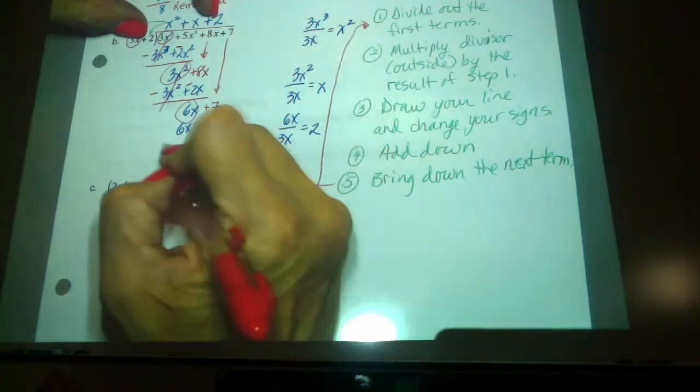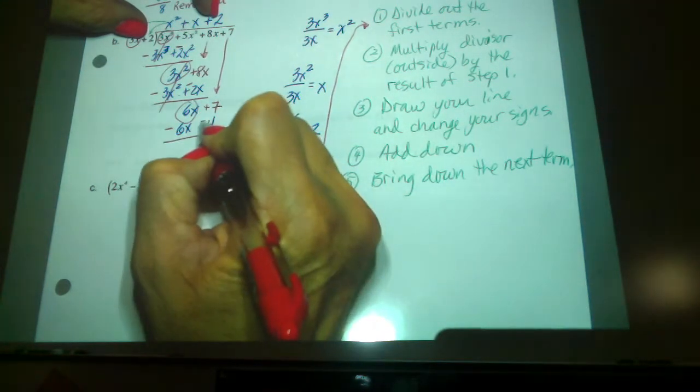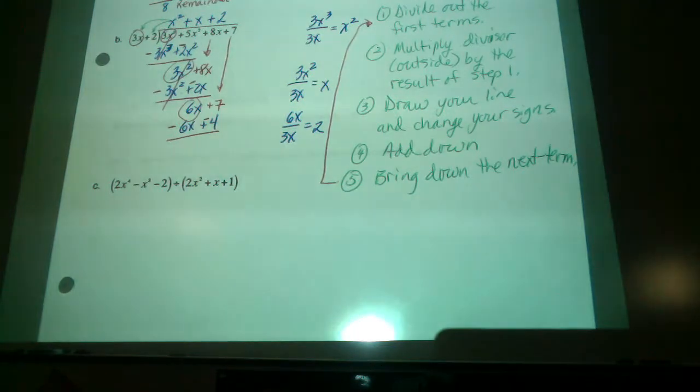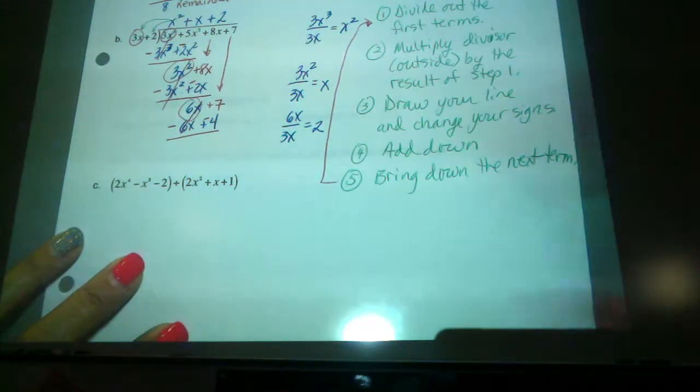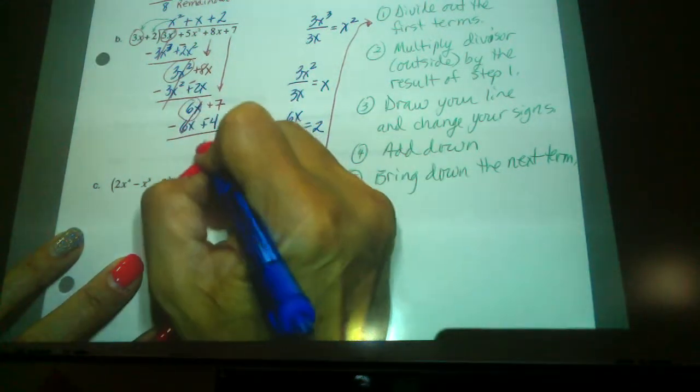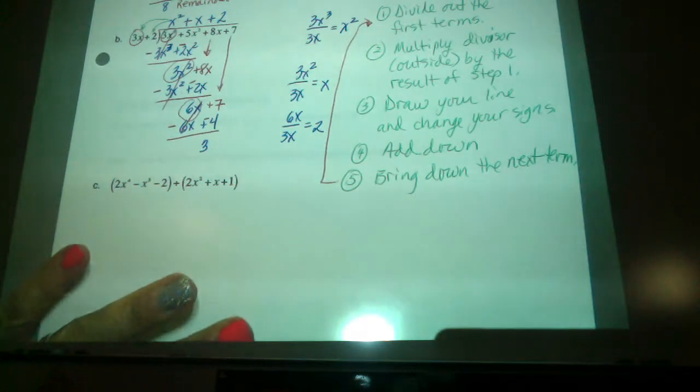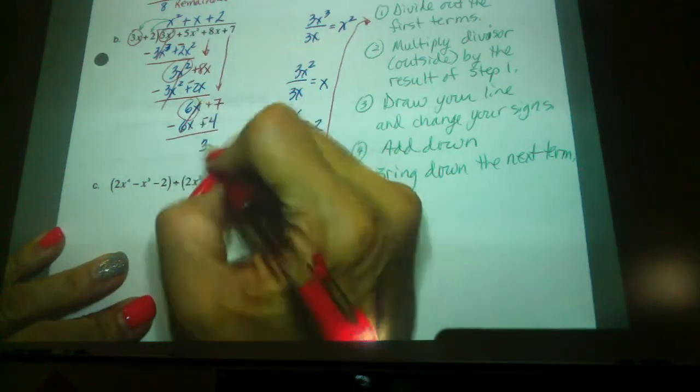Draw your line, change your signs, and it's just a coincidence that everything's positive and I just keep changing to a negative. If you had a negative, you change it to a positive. Your first term should cancel out. What do I have left? A positive 3. What's that? That's my remainder.